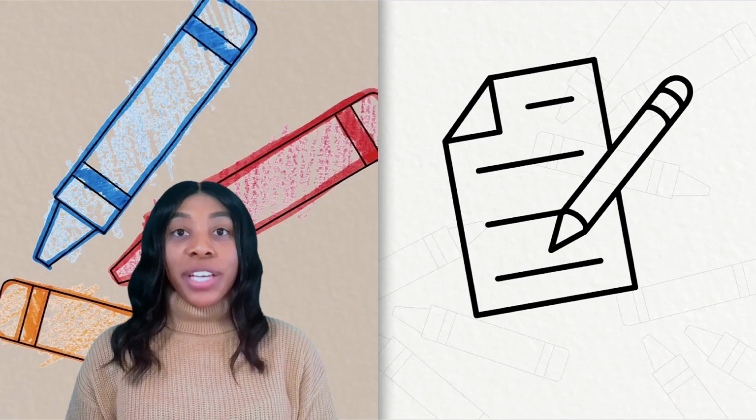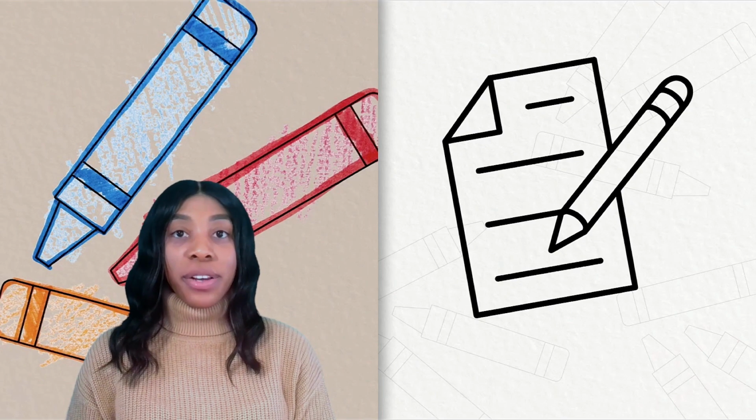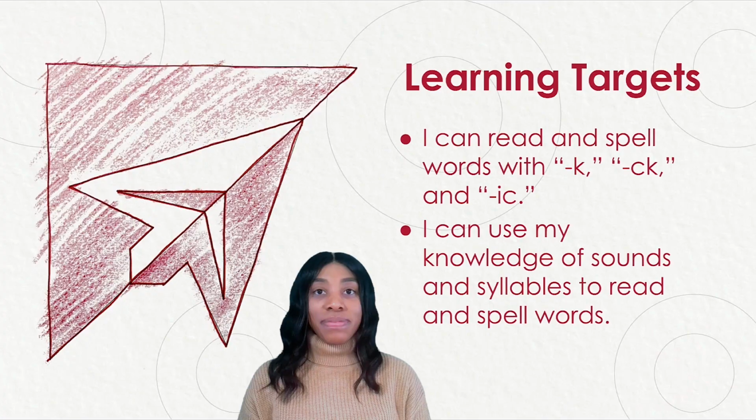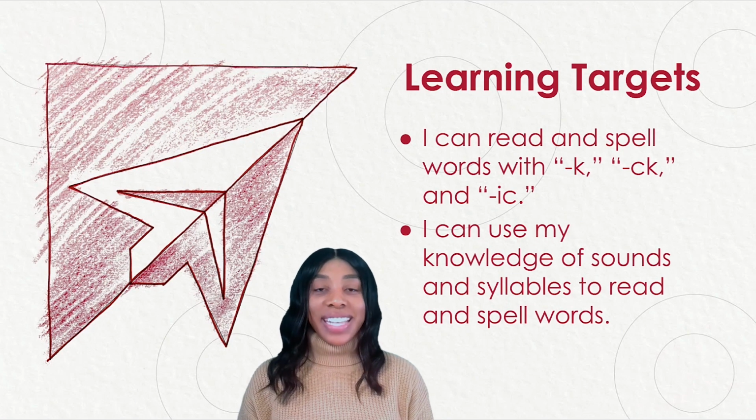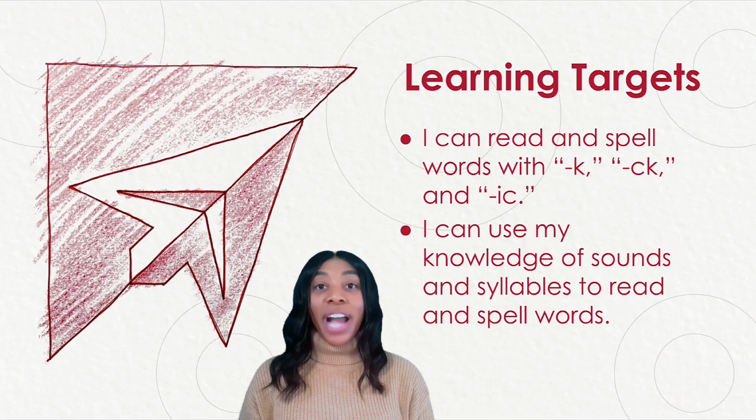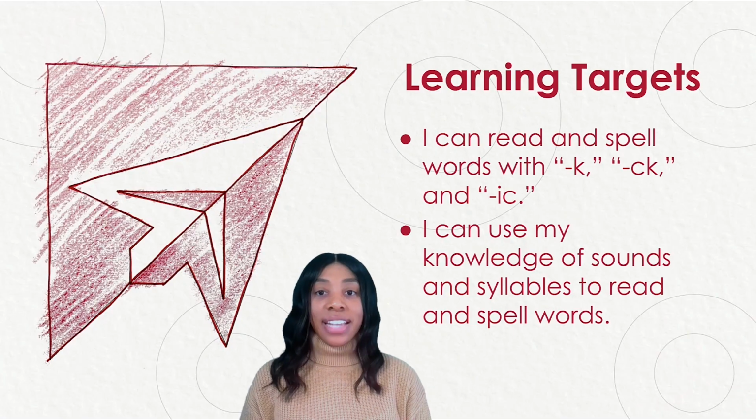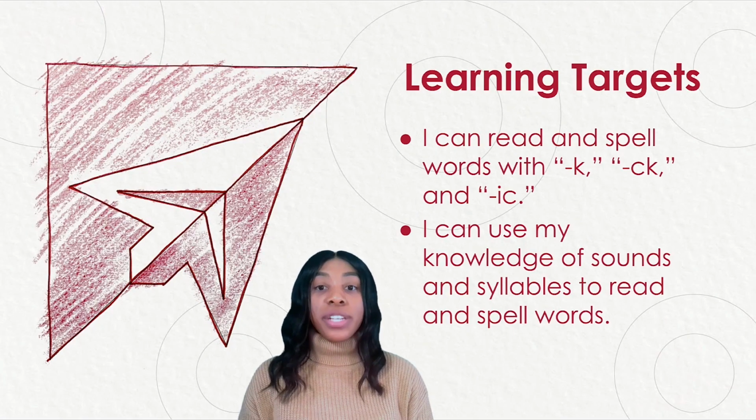Materials. You will need a paper and pencil for this lesson today. We have 2 learning targets today. Please follow along with me as I read. Our first learning target is, I can read and spell words with K, CK, and IC. Our second learning target is, I can use my knowledge of sounds and syllables to read and spell words.